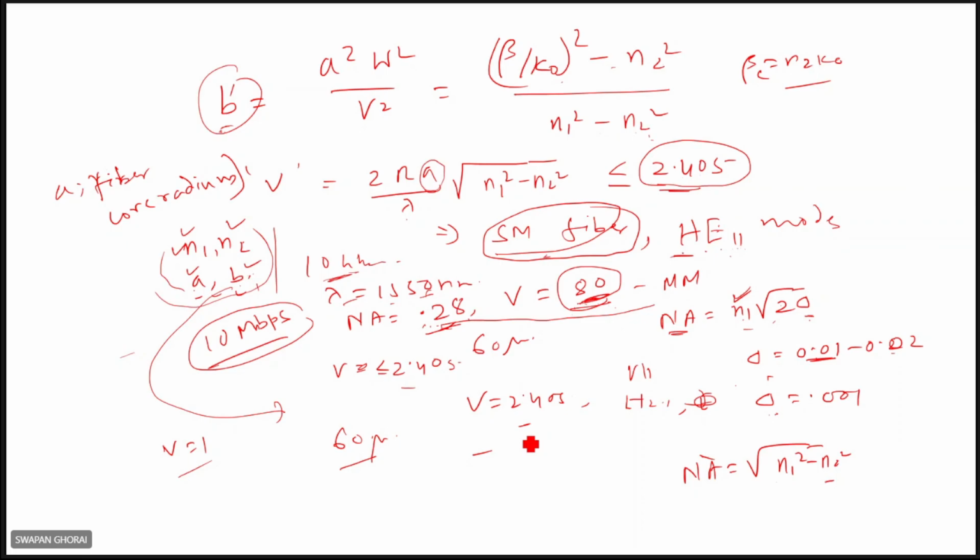Okay, but this design part is most important. And next time we'll see how we can calculate the number of modes. You know the V number, you know the numerical aperture. So from these parameters, how we can calculate the number of modes in a typical fiber. Okay then.